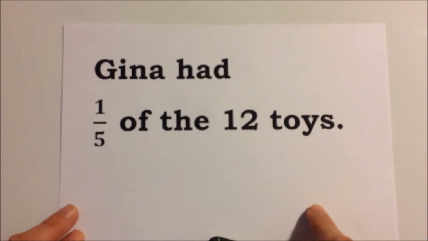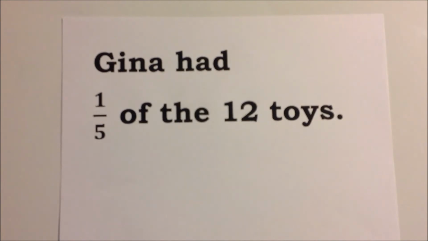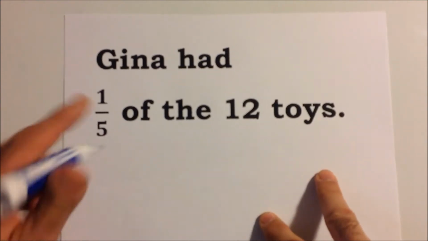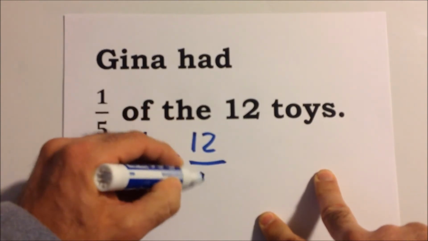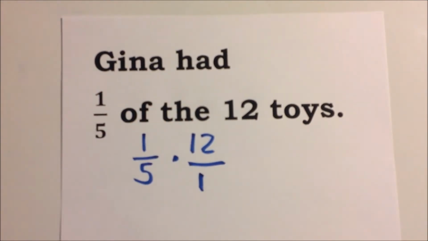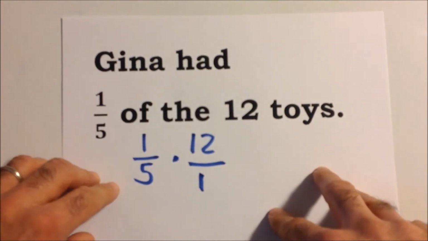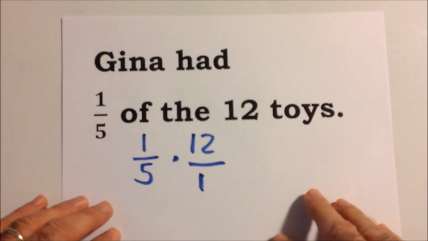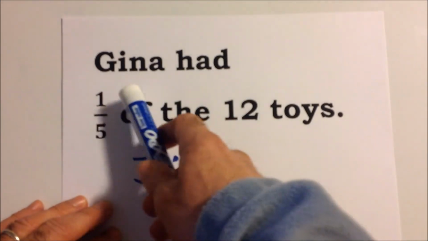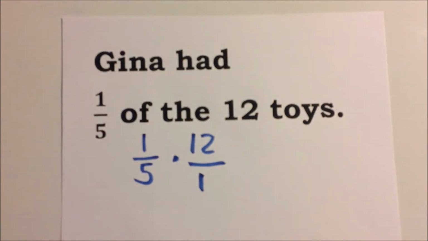Gina had 1/5 of the 12 toys. How would we write an expression for that? 1/5 of the 12 toys. Okay, well, she had 1/5 times 12. Right? And we're just writing an expression, we're not solving it. In expressions, we don't solve, we just express. Now, we could solve expressions when we evaluate them, but that's the next topic. So right now, if you saw this, this is the expression. Remember, the of is multiplication.